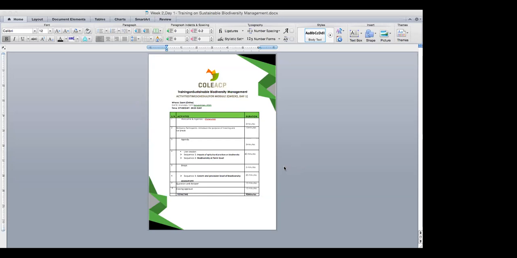Then we'll have a 5-minute break, and then we'll come for sequence 3, which is extent and precision level of biodiversity. Then we have a question and answer time, and we do a recap of what we are supposed to do from last week till the end of today, and before we meet again on Thursday.